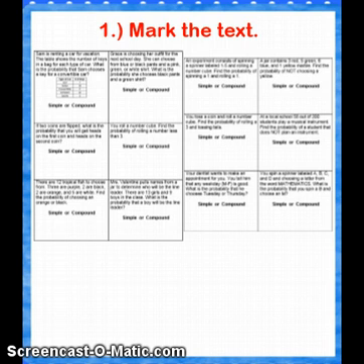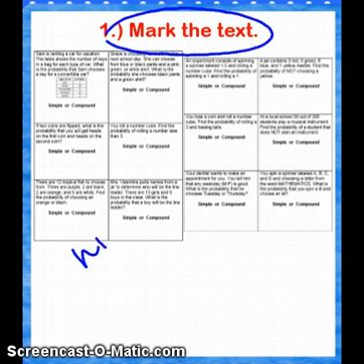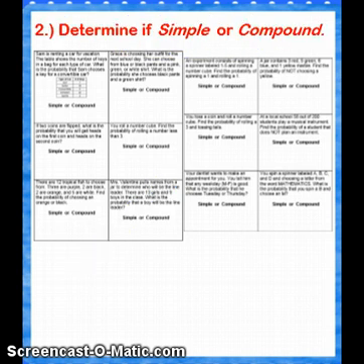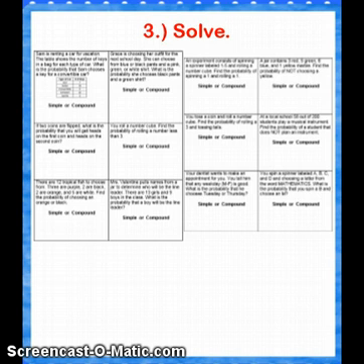Make sure that you glue your notes in, and we're on page 131 today. On your assignment, the very first thing you need to do is mark the text. That means get a highlighter out. That means underline, circle, box in, anything that's going to bring out the important information. After you've done that, number 2 is to determine if it's simple or compound. So all you have to do is read through the problem. After you've highlighted the information, you're going to circle simple or compound. And number 3, you actually have to solve the problem.